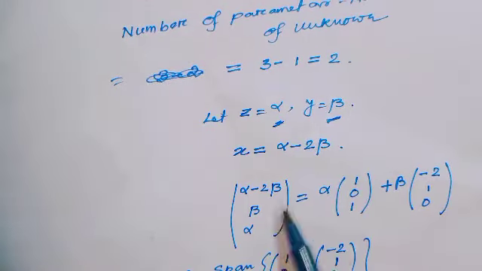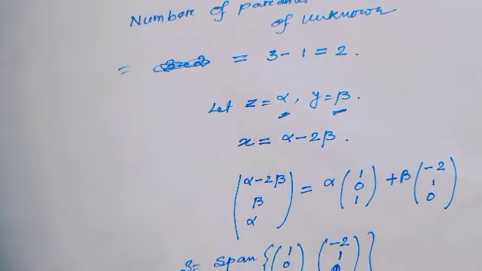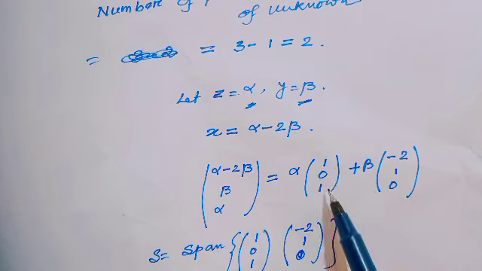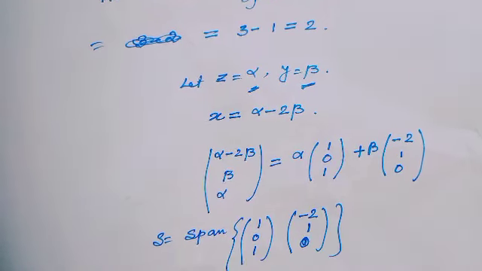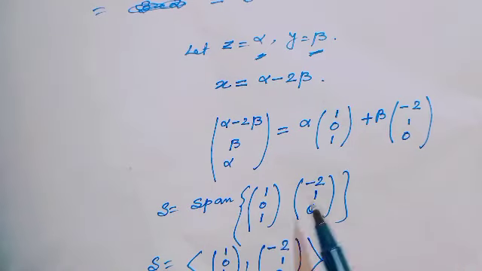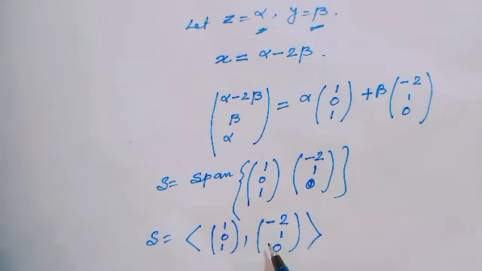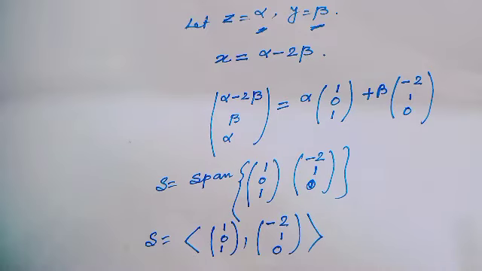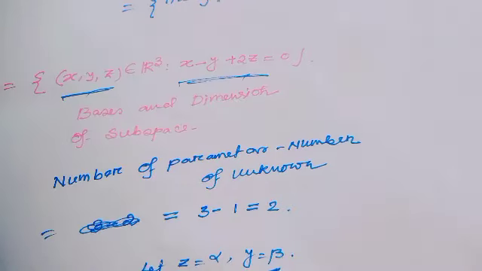Therefore, putting in the values, this would be (alpha minus 2 beta, beta, alpha). And this is equal to alpha times (1, 0, 1) plus beta times (-2, 1, 0). That means the subspace is spanned by the two vectors (1, 0, 1) and (-2, 1, 0). Therefore, the basis of this subspace would be generated by these two vectors. Are you getting? This is just an easy method to find the basis of this subspace.